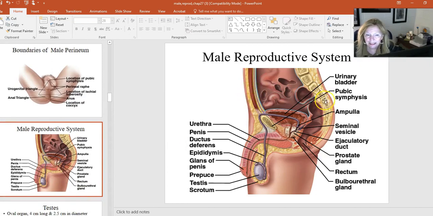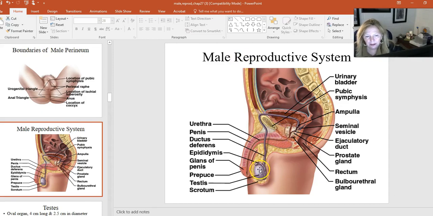This is a mid-sagittal section, so everybody remembers that a mid-sagittal section separates the right from the left. What we're looking at is an illustration of the mid-sagittal section of the male reproductive system. And we see right away, and we talked about this in the urinary system, that the male reproductive system shares structures with the male's urinary system.